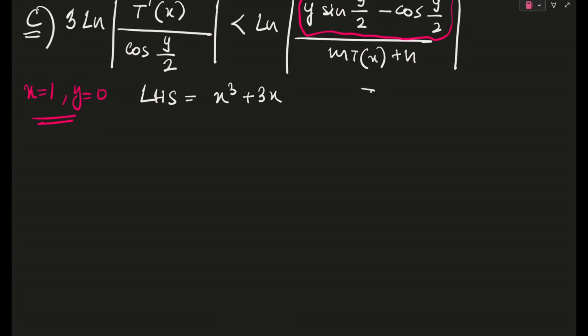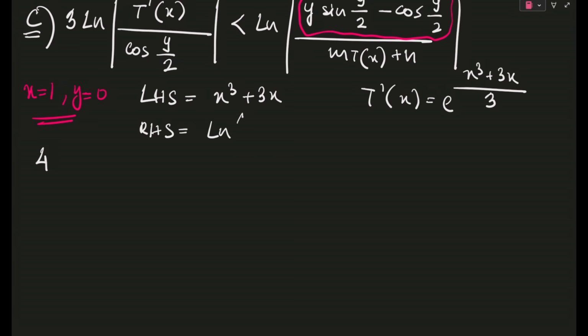Why? Because I would like to remind you, t dash x is e power x cube plus 3x by 3. So LHS is x cube plus 3x. So in that, if you put x equal to 1, then it is coming out to be 4. And if you go on into our RHS and put these values, what you will get is ln mod minus 1 whole divided by m times t of x plus n.